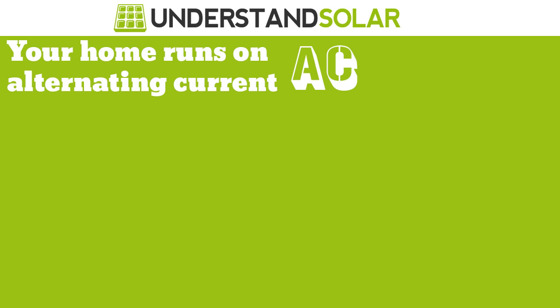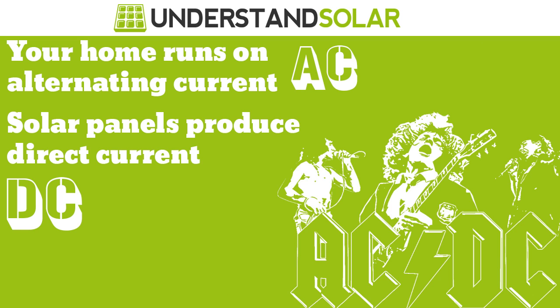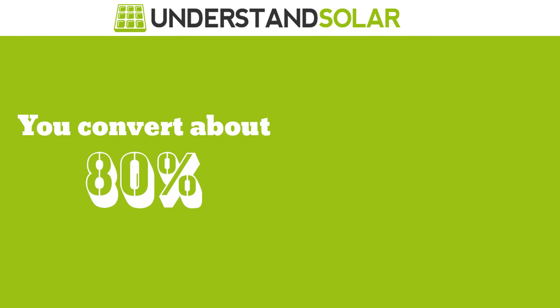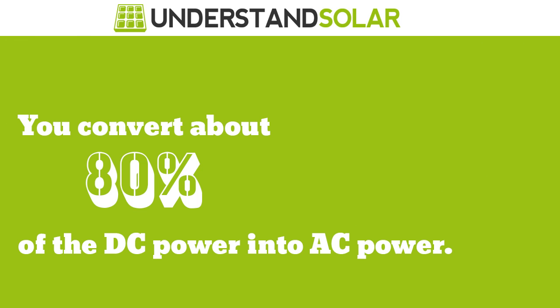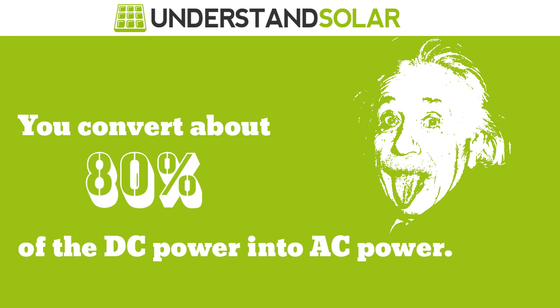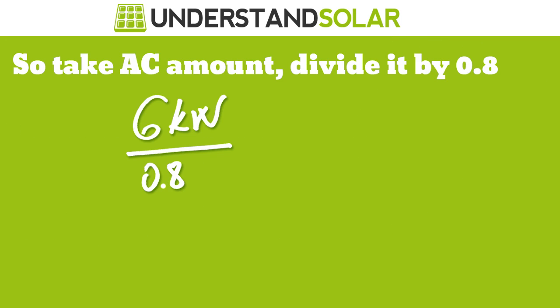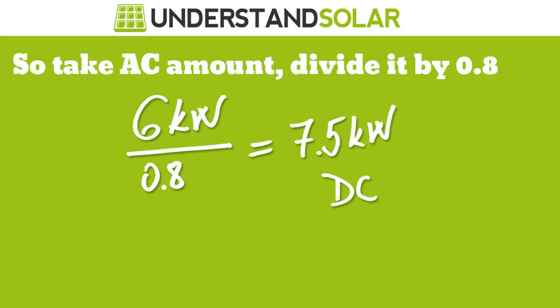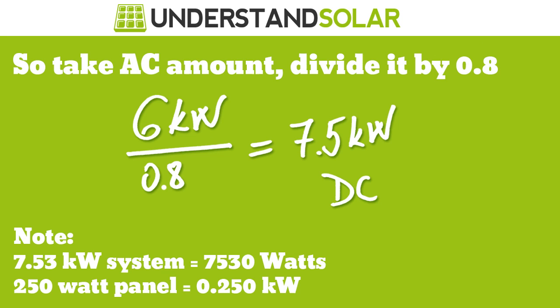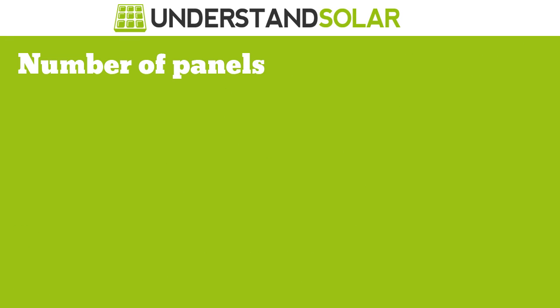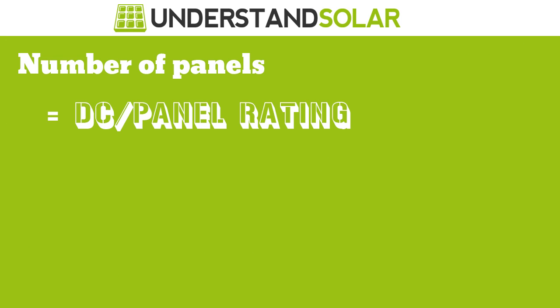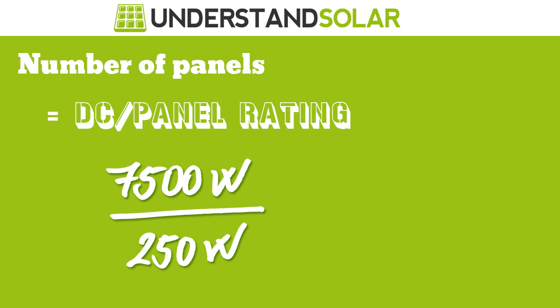Your home runs on alternating current, AC, and solar panels produce direct current, DC. Yep, like the band AC/DC. Because of physics, there are losses in converting the energy from the sun into DC power. This means you convert about 80% of the DC power into AC power. So you take the AC amount you need and divide by 0.8. Make sure to divide watts with watts and kilowatts with kilowatts. DC divided by the panel rating equals the number of panels, 30.